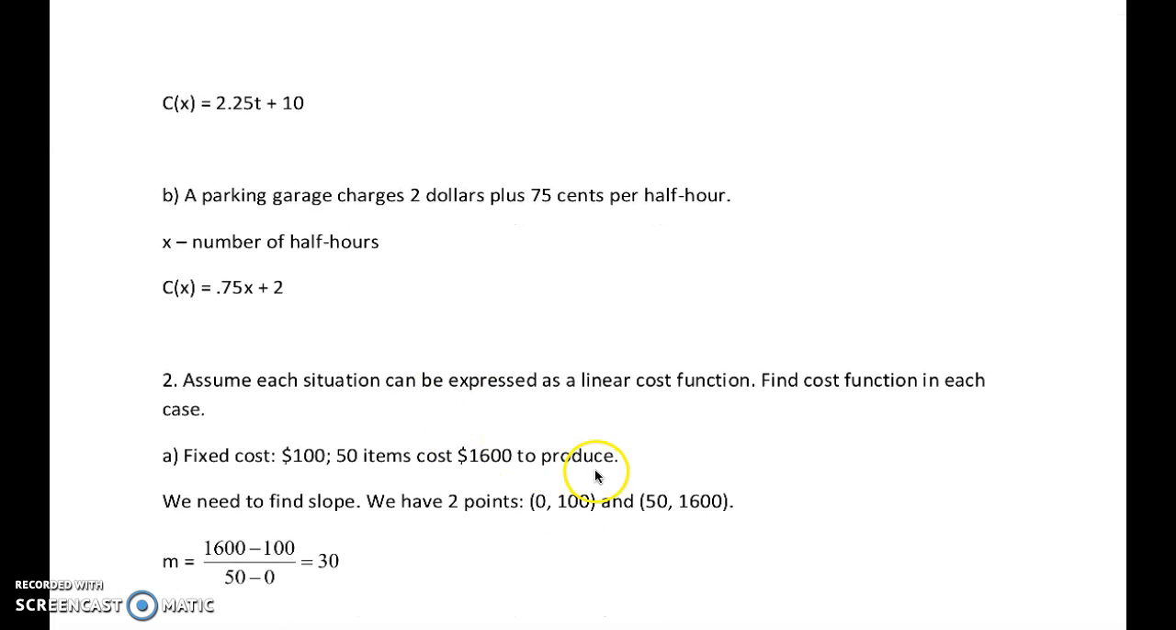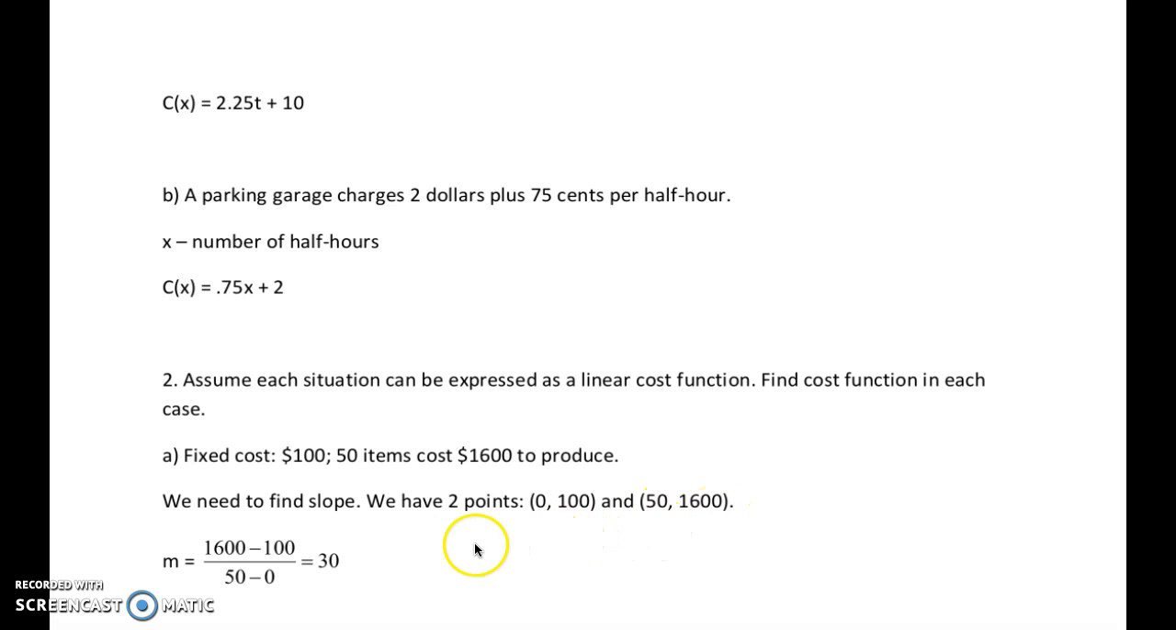All right. Here we're going to look at linear cost functions. If we have a fixed cost of $100 and 50 items cost $1,600 to produce, we can find our slope from this. So we actually have 2 points. (0, 100) represents our fixed cost. If we don't make anything, we still have a fixed cost of $100 that we have to pay regardless. And if we make 50 items, it costs us $1,600.